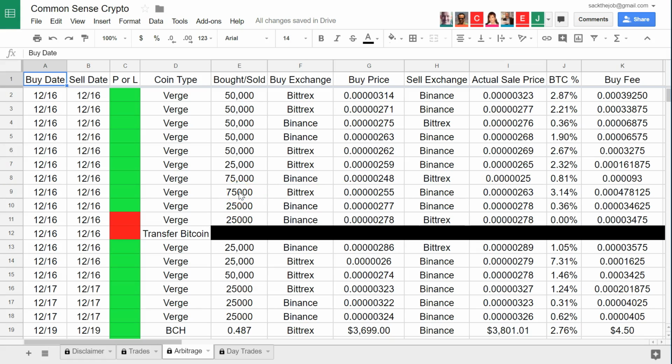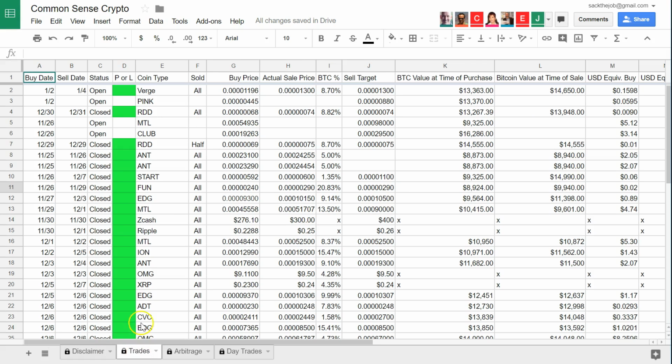and I'm going to walk through each column and explain what they mean. So obviously, first couple of columns are going to be pretty self-explanatory. We have the buy date and the sell date. In fact, let's go ahead and click over to the trades tab. So we have the buy and sell date, and obviously the buy date's the date that I bought the coin. Sell date is the date that I sold the coin. If I haven't sold it yet, that box will be blank.